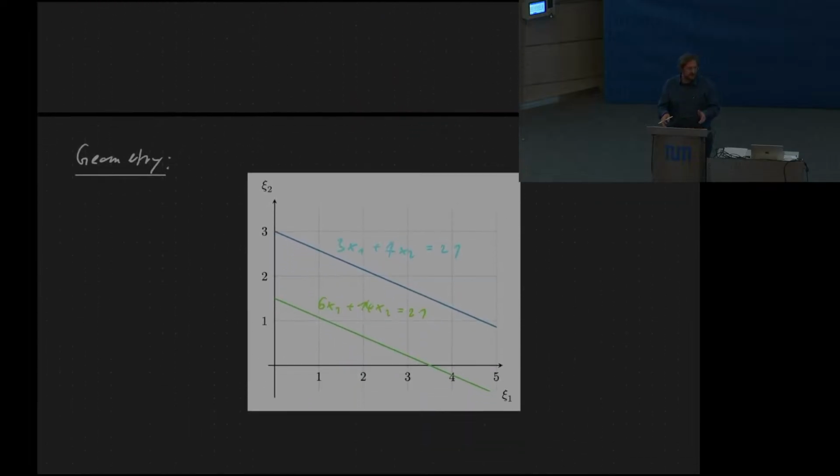And what does the geometry of that look like? Well, again, each equation corresponds to a line in 2 dimensions here. And basically you have these 2 lines, and well, they just don't intersect anywhere. So there is no common point. That's why the solution space is empty.